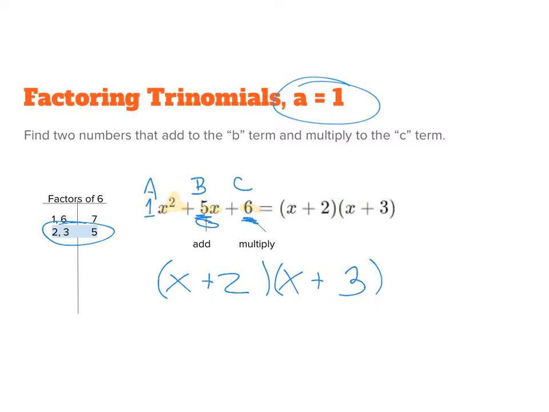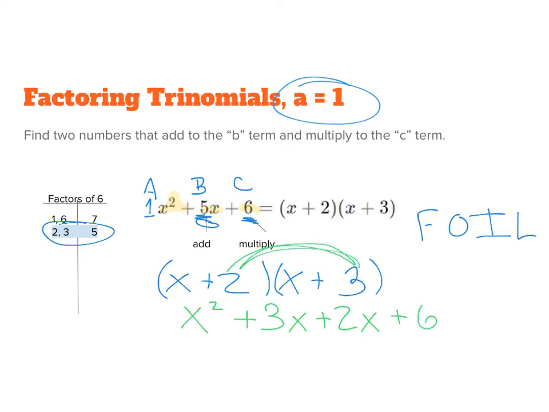Now we could double check that we got the right factors by multiplying this through. You guys may remember FOIL: first, outside, inside, and last. It's the same process there. First, I'm going to get x squared. Outside, I get 3x. Inside, I get 2x. And last, I get 6. Now notice we multiplied the 2 and the 3 together to get 6, and that's what we had to look for to find the multiplication.